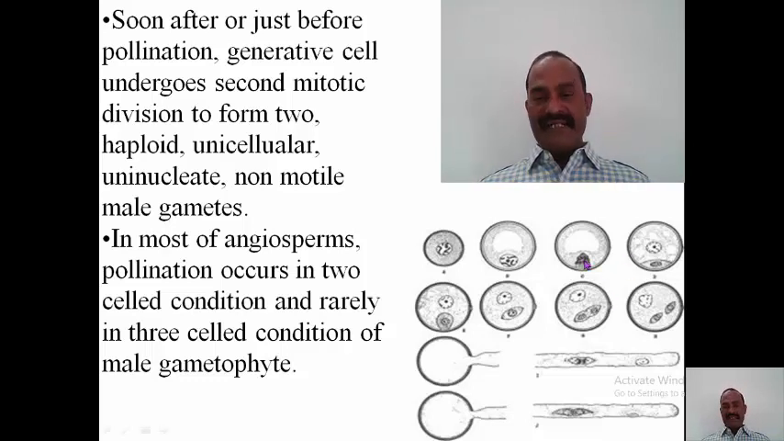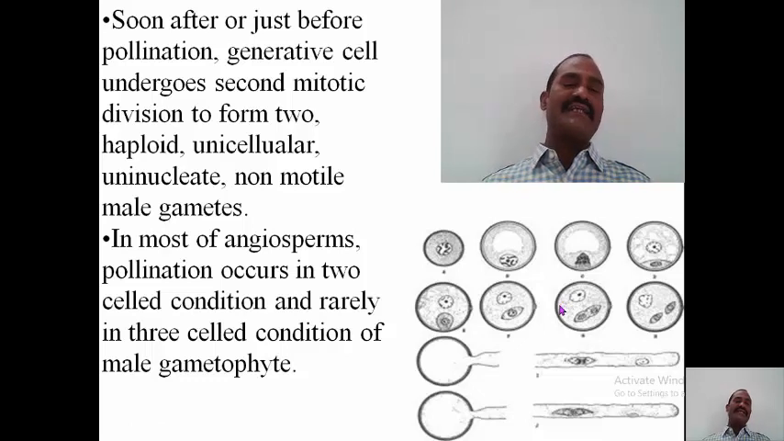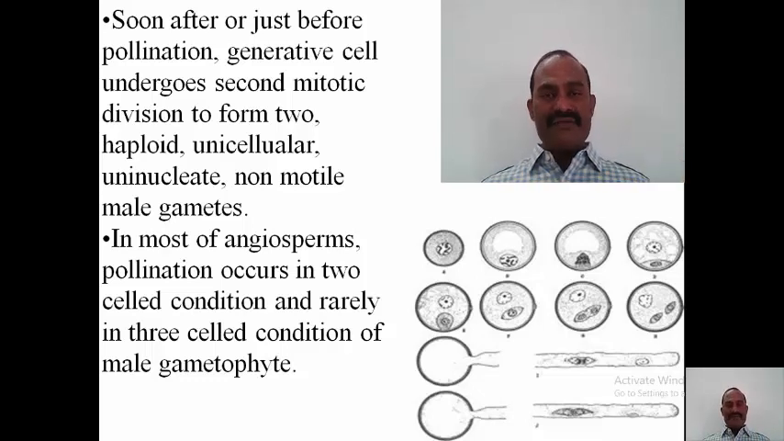Here you can see the division of the generative cell. It will give rise to two haploid, unicellular, uninucleate, non-motile male gametes. In most angiosperms, pollination occurs in this two-celled or three-celled condition. Either the male gametophyte at the time of pollination contains two cells, that is the generative cell and the vegetative cell, or the generative cell might have undergone division to form two male gametes. So at the time of pollination, the male gametophyte may be two-celled or it may be three-celled, containing the vegetative cell and the two non-motile male gametes.